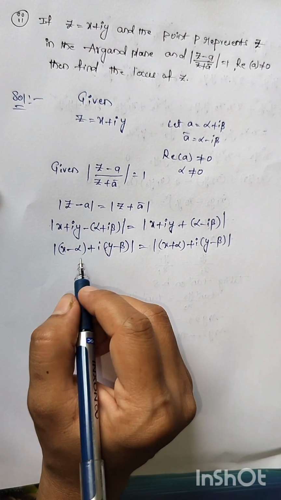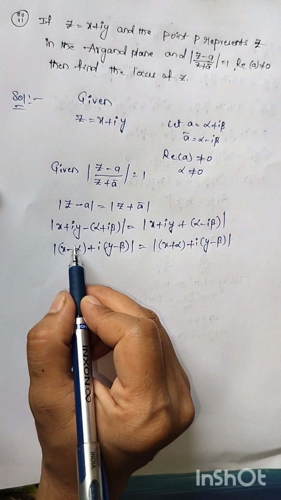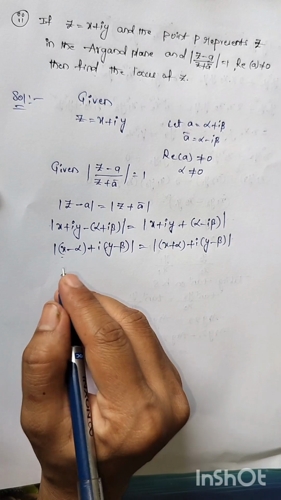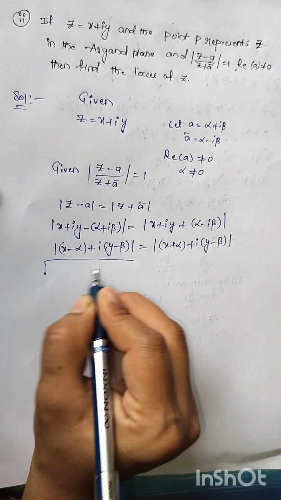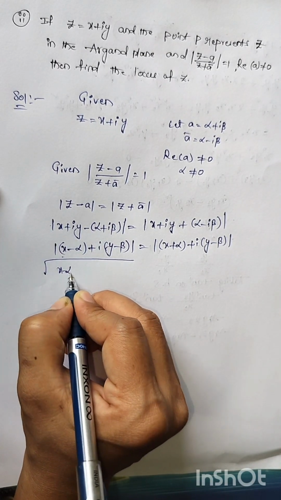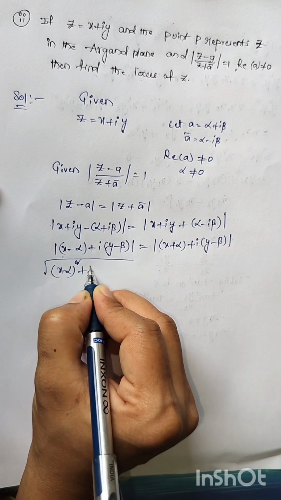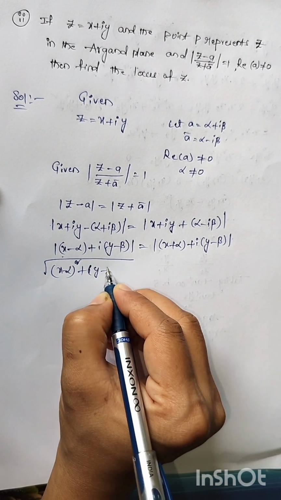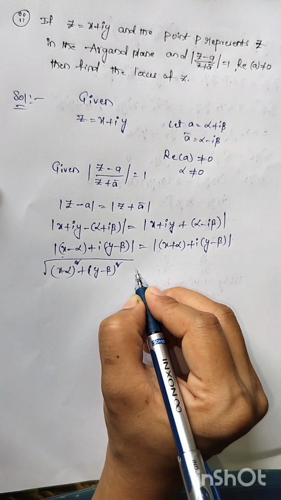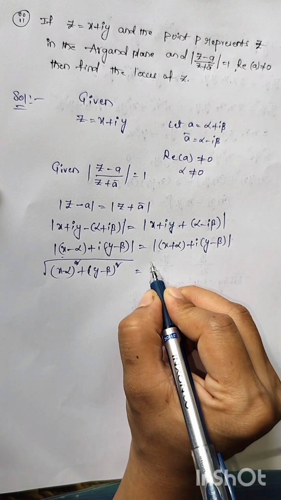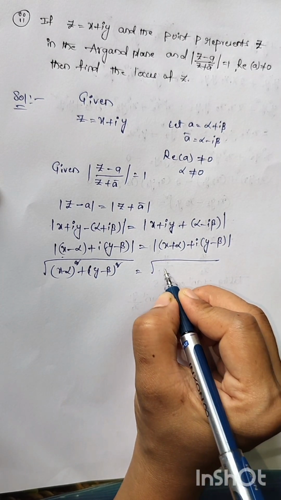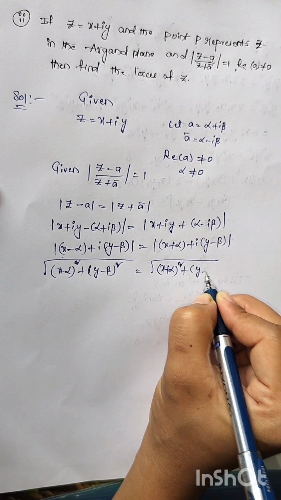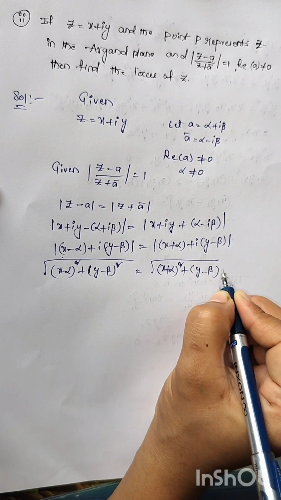So now apply the modulus formula. Modulus of x plus iy form is under root of x square plus y square. So under root of (x minus alpha) whole square plus (y minus beta) whole square. Same here, also apply the modulus formula: (x plus alpha) whole square plus (y minus beta) whole square.